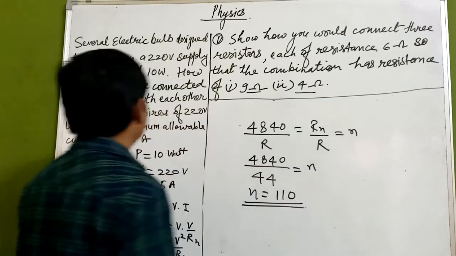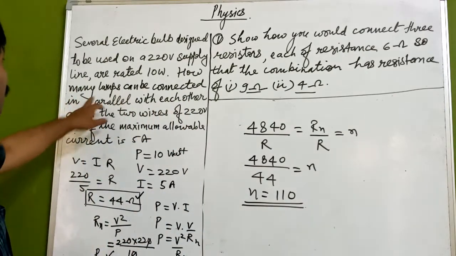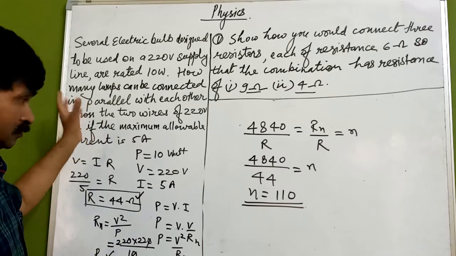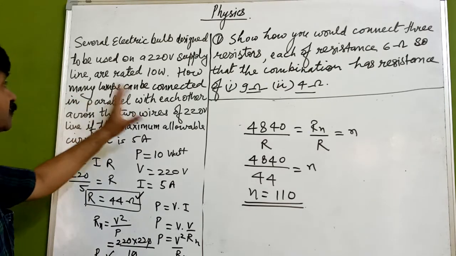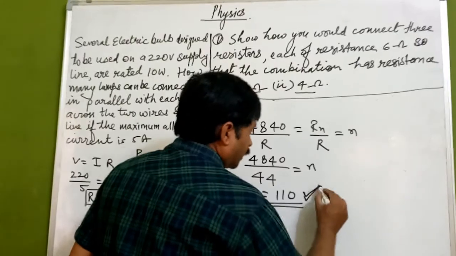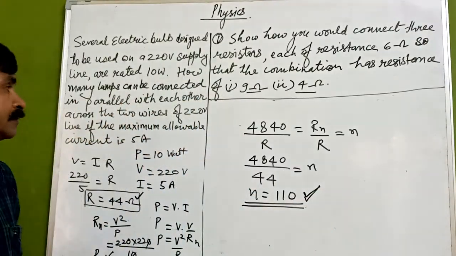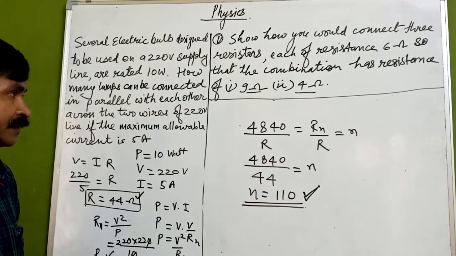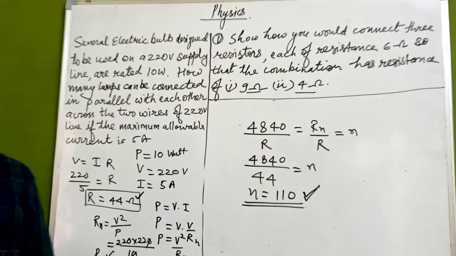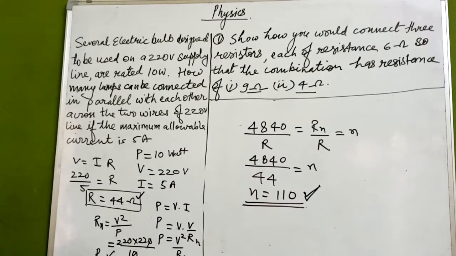So n number of lamps, the question is how many lamps can be connected. क्वेश्चन क्या है, कितने लैंप्स को आप कनेक्ट कर सकते हैं पैरेलल में. So we can connect 110 lamps in parallel. Okay, this way we can go further for the questions. Now we'll go for the next one.